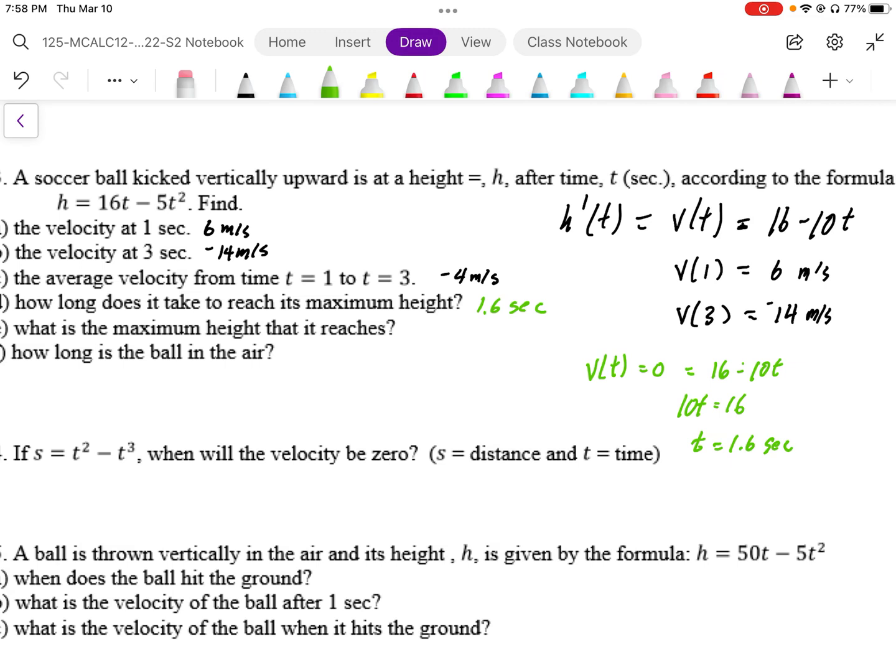What's the maximum height that it reaches? To find that, we're just going to plug that into our h function. h of 1.6 is equal to 16 times 1.6, which is 25.6, minus t squared, which is 2.56, times 5. So that's going to be 12.8. So 12.8 meters is going to be the maximum height.